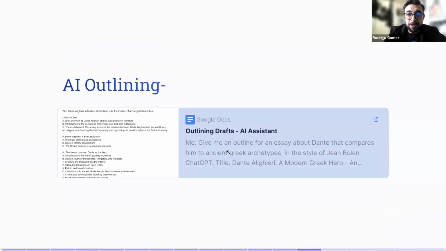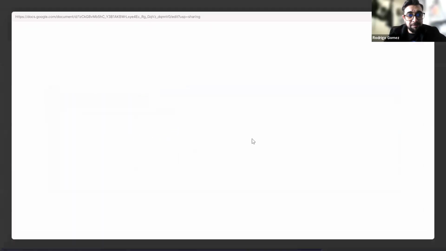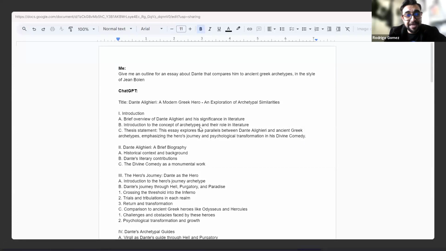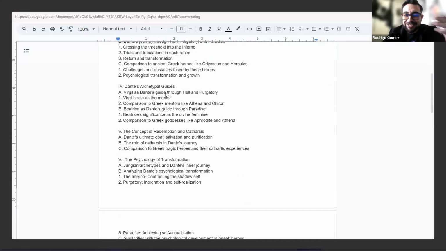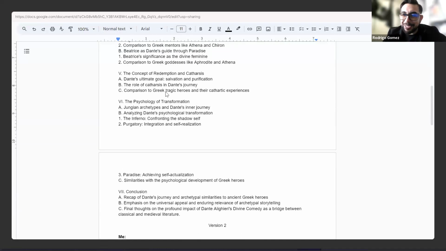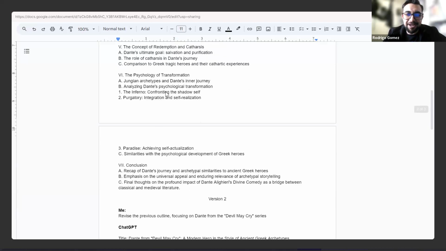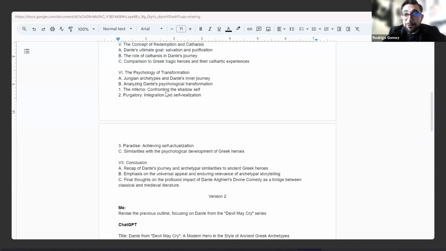AI outlining as well. So here's a very specific example: give me an outline of an essay about Dante that compares him to ancient Greek archetypes in the style of Jean Bolin. That was the prompt. Here's the outline. So I was asking it to do some very intricate stuff that I have my students do in my 105 class. And it produced great results.